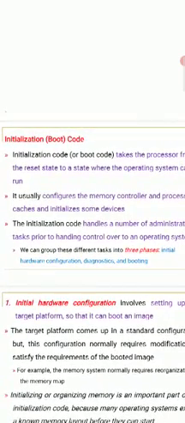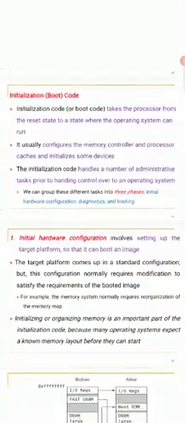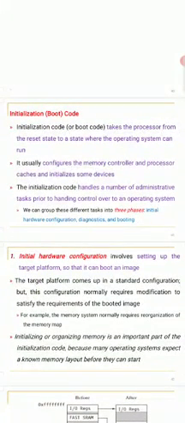What are the tasks? Three important phases should be highlighted. First one is initial hardware configuration. What is this? It involves setting up the target platform so that it can boot an image. The target platform comes up in a standard configuration, but this normally requires modification to satisfy the requirements of the booted image. For example, the memory system normally requires a reorganization of the memory map. Organizing memory is an important part of the initialization code because many operating systems expect a known memory layout before they can start.